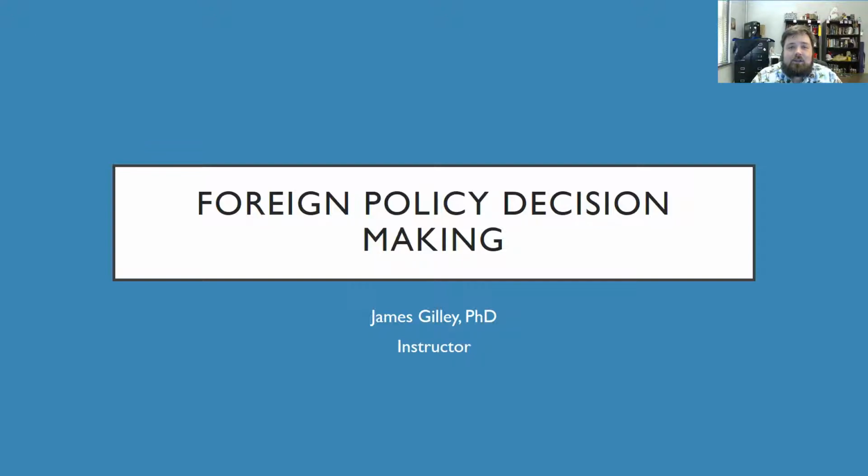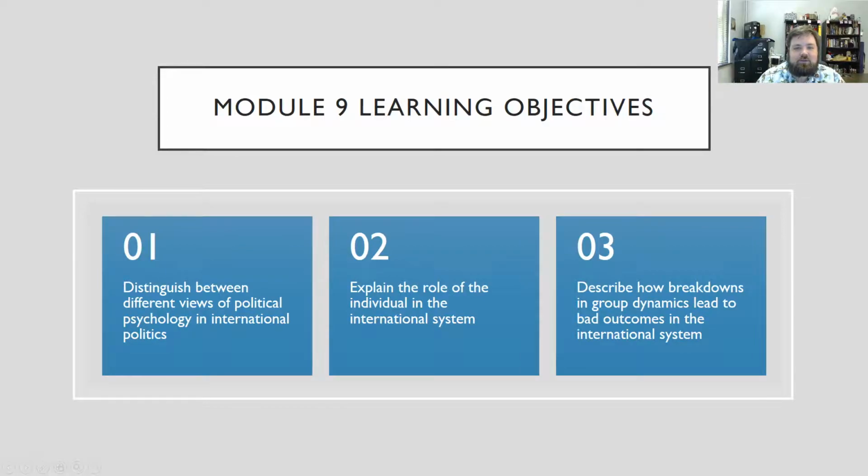So far in this class, we've mostly stayed at the state level explanation, going down to group level explanations for why things happen in the international system. But today we're going to deal explicitly with small groups and individual decision making processes within the international system. So let's go ahead and look at our module objectives for today.